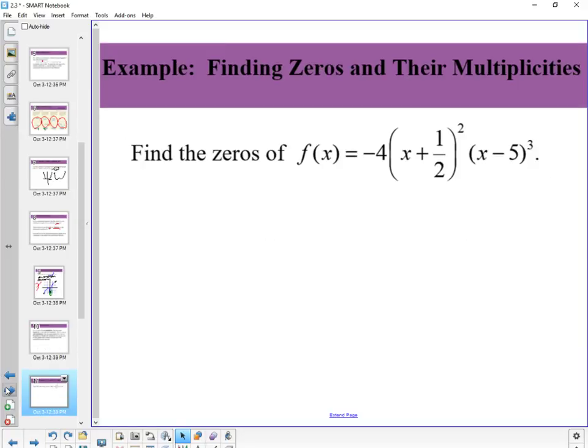Finding zeros and their multiplicities. So, it's already in factored form, right? What are my zeros?